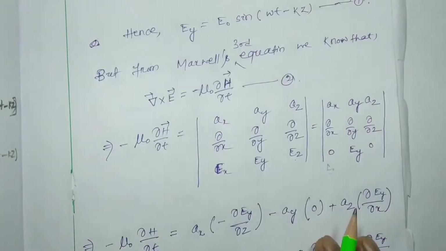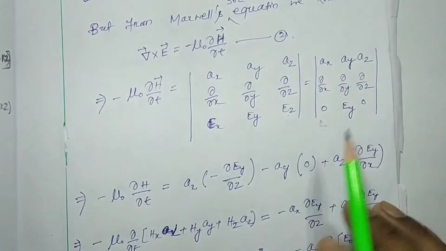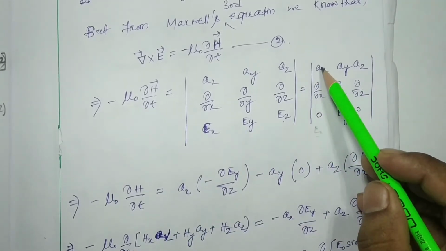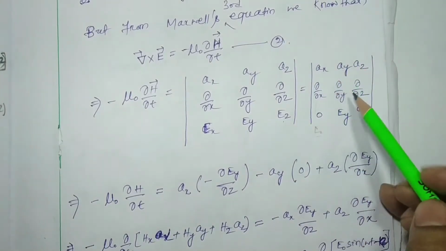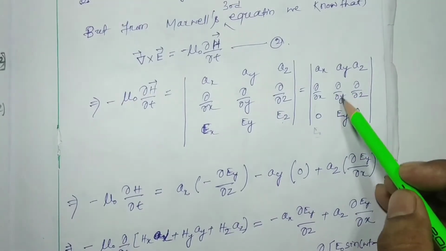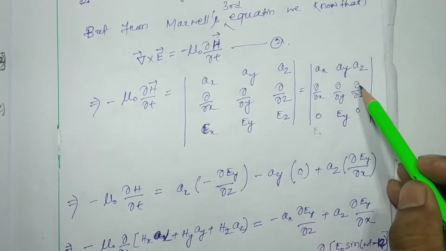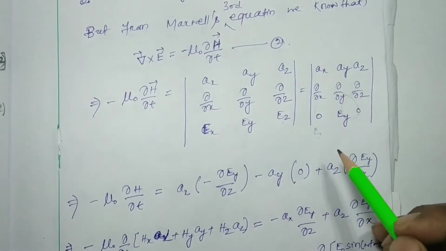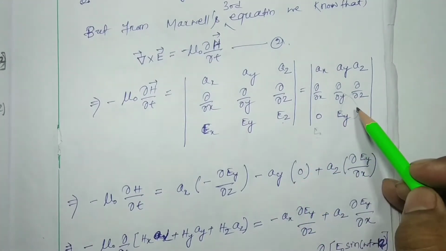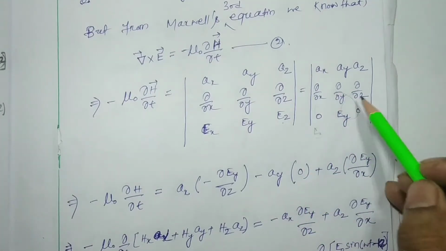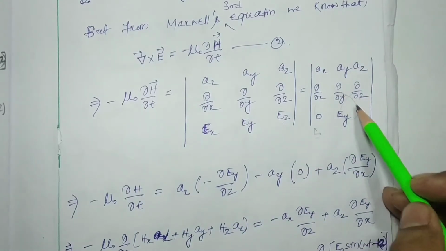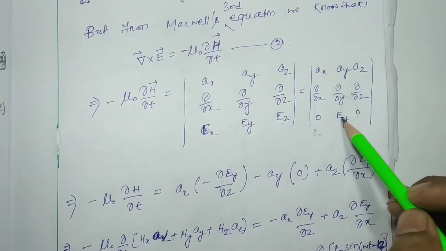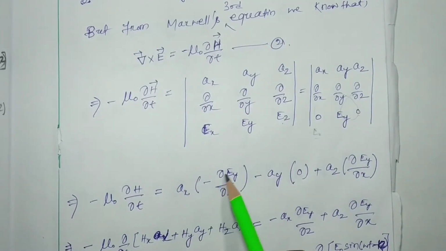Now we are going to do the cross product here. Carefully you have to watch. For ax, this row and this column we have to cancel, and it will be like this: del by del y of this one minus del by del z of this one. Going to find out the first term. So ax into del by del y of 0 minus del by del z of Ey. So we can find only minus del Ey by del z.